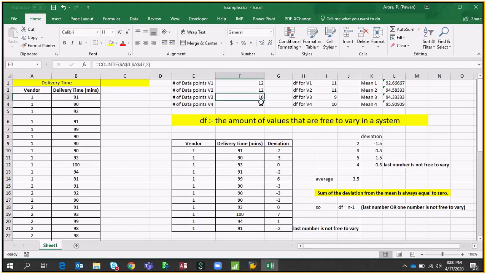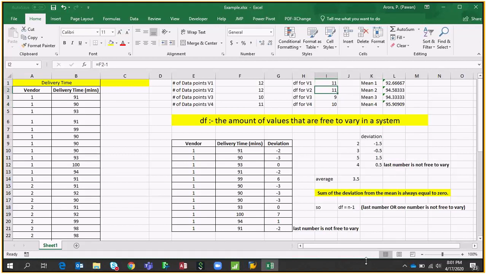Same way for vendor number 3, we have 10 data points, so the degrees of freedom will be 9. And for the fourth vendor, I have 11 data points and the degrees of freedom will be 10. So if I add all these, it shows me the total degrees of freedom for all these vendors is 41. Okay. Now, what is the benefit of degrees of freedom?